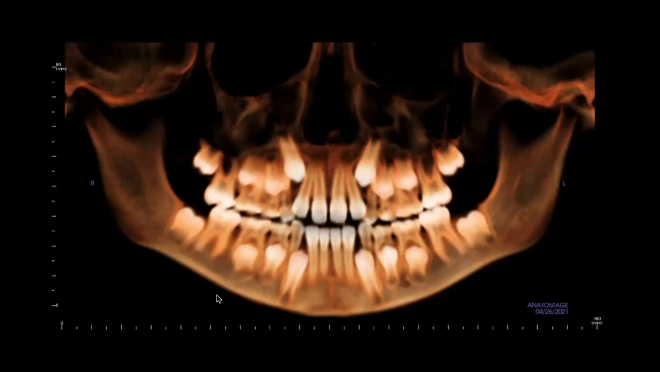Okay, here's our pano. Again, if we did nothing, would these teeth likely come in? I would guess yes. Better than not. Like if I had to bet my entire life savings on this case and I had to pick all the teeth will come in or one of the teeth will become completely impacted and not come in, I would guess they would all come in.